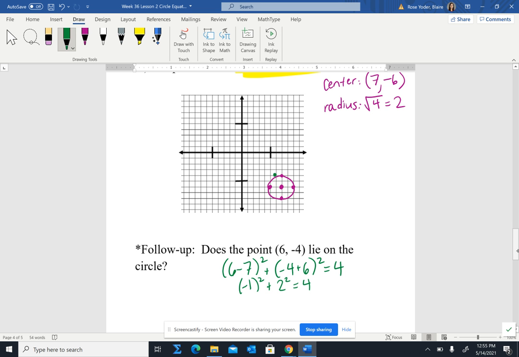Does (-1) squared plus 2 squared equal 4? No, it doesn't. (-1) squared is 1, 1 plus 4 does not equal 4. So the point's close to the circle, but I think it's just a little bit outside the circle. So that's how you can tell. If you can't tell by the graph, then use the equation, plug the point in, and see if it satisfies the equation or not.